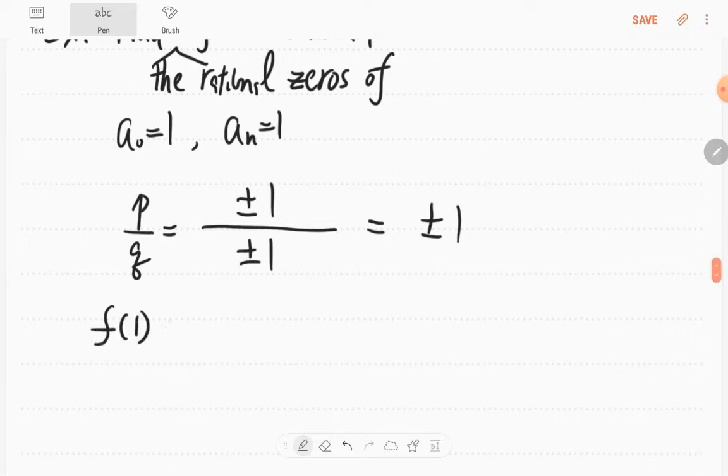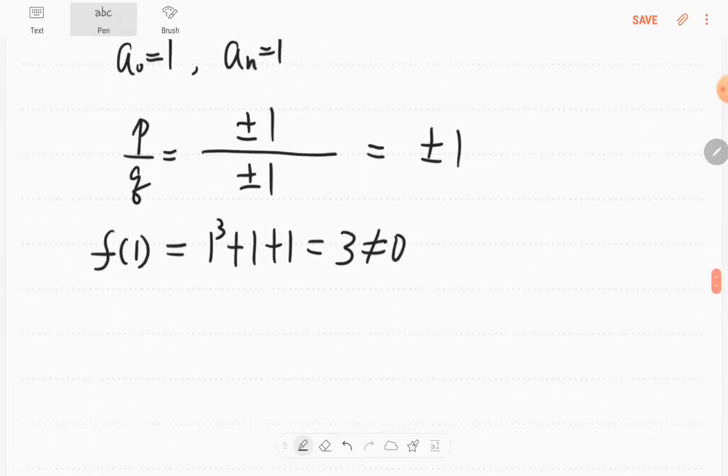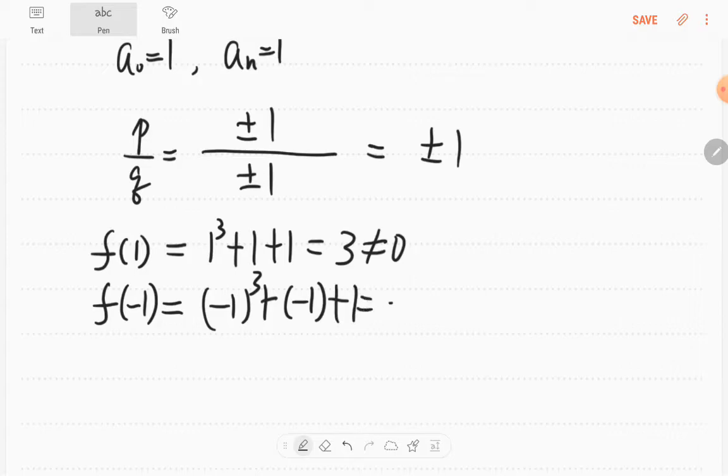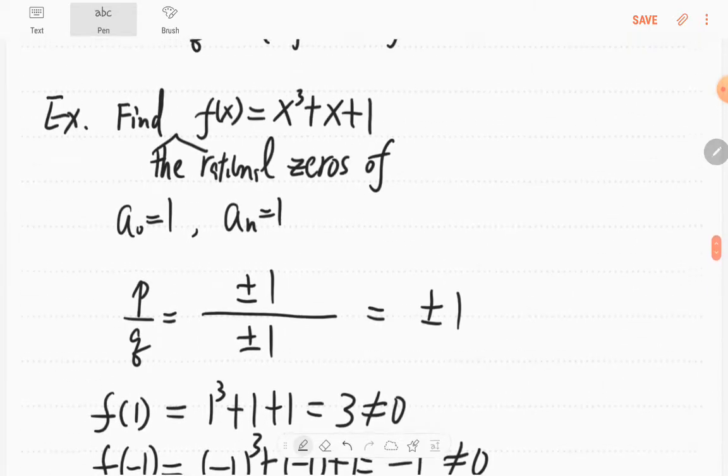Plug in 1. So it's 1 cubed plus 1 plus 1. So it's equal to 3. It's not equal to 0. We plug in negative 1. So this is negative 1 cubed plus negative 1 plus 1. It would be negative 1. It's also not 0. So that means there are no rational zeros for this problem.